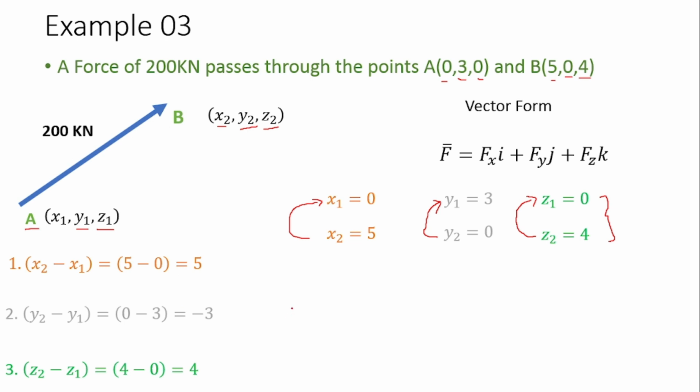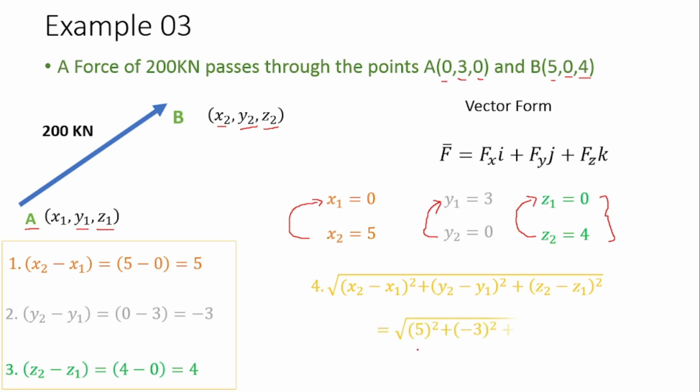At the end, we require the square root of (x2 minus x1) square plus (y2 minus y1) square plus (z2 minus z1) square. So that is the fourth point. Now take the values from 1, 2, 3 and put them here in the square root. 5 square plus minus 3 square plus 4 square. Find the answer. The answer is 7.071. So in this way calculate points 1, 2, 3 before starting the actual solution.